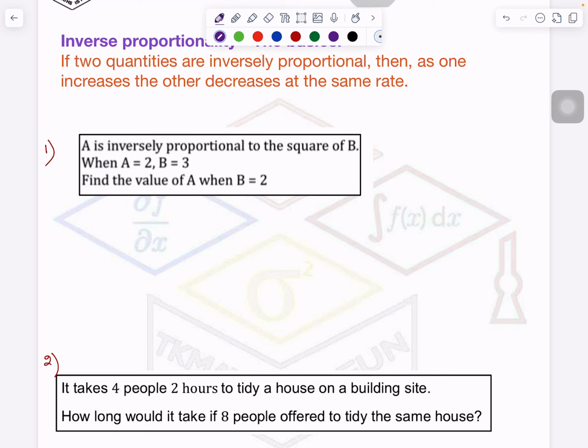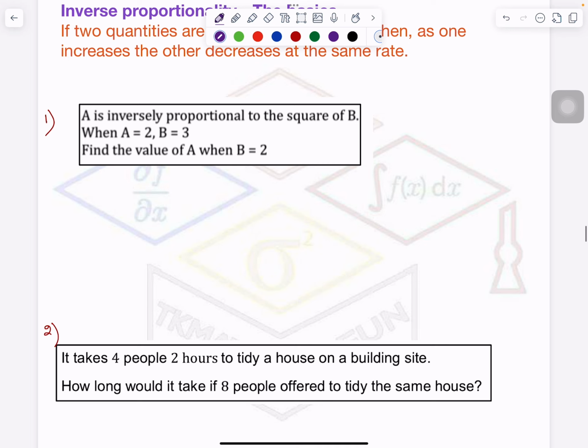When A is inversely proportional to the square of B, so A and B squared. When A is 2, B is 3, you have to find the value of A, let me call it x, when B is 2. When it is inversely proportional, we do not do cross multiplication, we do it straight like this.